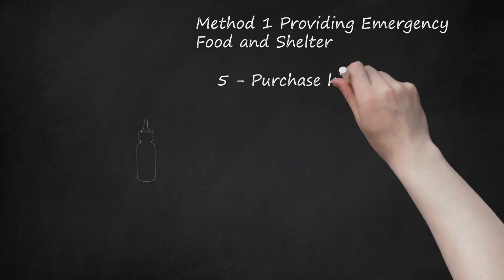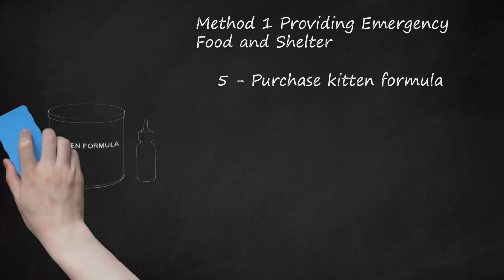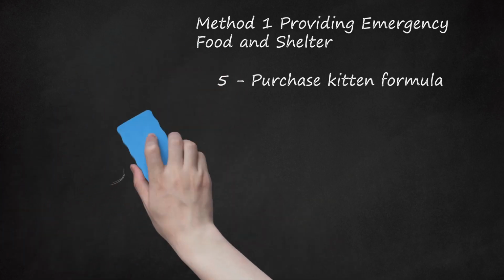5. Purchase kitten formula. A kitten can only drink kitten formula. Do not ever give a kitten any other type of milk that you may have on hand. This likely means you'll have to go out and purchase some kitten formula at the pet food store as soon as possible. In addition to the formula, you'll also need to purchase a bottle for the kitten. They're likely sold in the same section as the formula. If available, purchase an elongated nipple for the bottle as they're easier for the kitten to drink from.